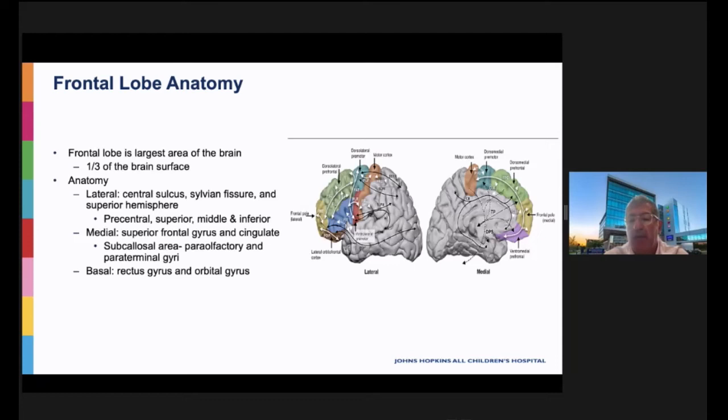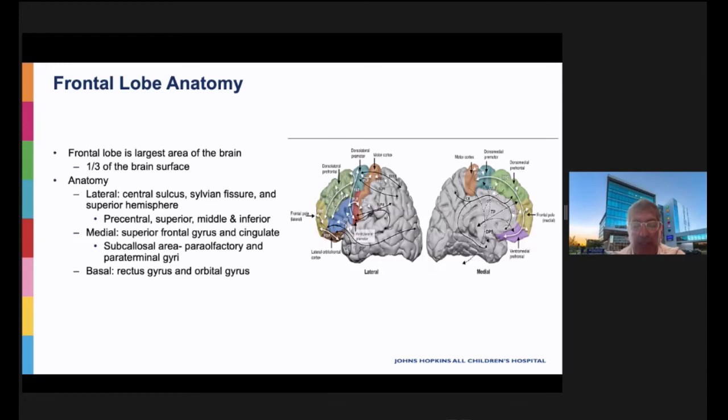Anatomically, laterally, you've got the limits of the central sulcus, the sylvian fissure, and the superior hemisphere. You've got the precentral, superior, middle, and inferior frontal gyri. Medially, you've got the superior frontal gyrus and the cingulate. And then you've got subcallosal areas, the olfactory and the paraterminal gyri, and basally the rectus and the orbital gyri.